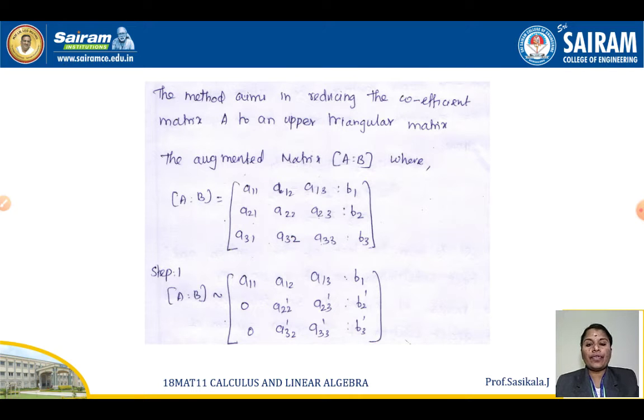What is the first step? Like what you learned so far in finding the rank or converting to an echelon form, using the first row, the first element of the second row and third row is converted to 0. Here also we are going to use the same thing to make the first element of the other rows 0. You have to use your first row. After simplification, the values will change, so they are written as a22 dash, a23 dash and b2 dash, and here also you have a32 dash, a33 dash and b3 dash.